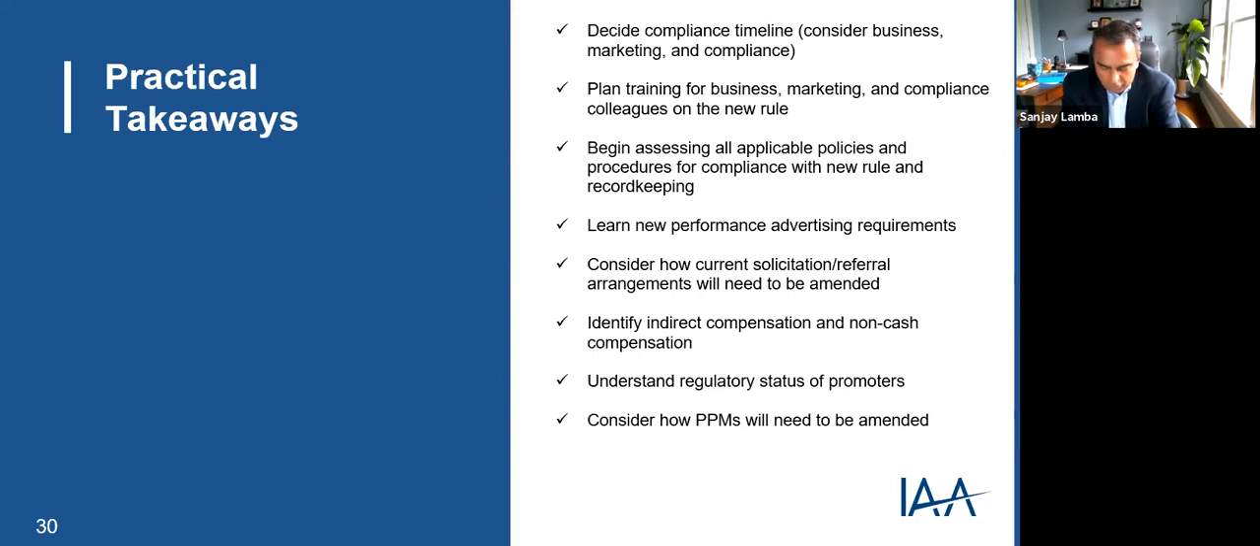And in that regard, you want to start thinking about how you're going to train your business side, your marketing folks, your compliance colleagues on the new rule. We'll certainly at the IAA be there to help you through that process, but you want to start thinking about a plan for that. And then you want to start assessing all your applicable policies and procedures related to marketing and solicitation to ensure that they will be in compliance with the new rule, as well as your record keeping obligations. Mike, what should folks be thinking about in terms of performance advertising?